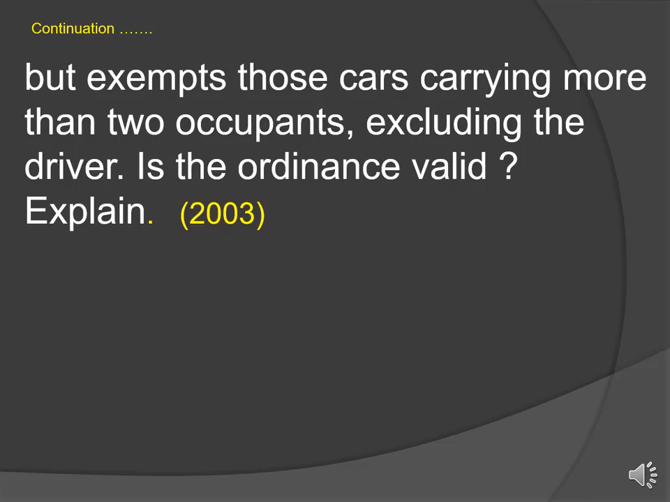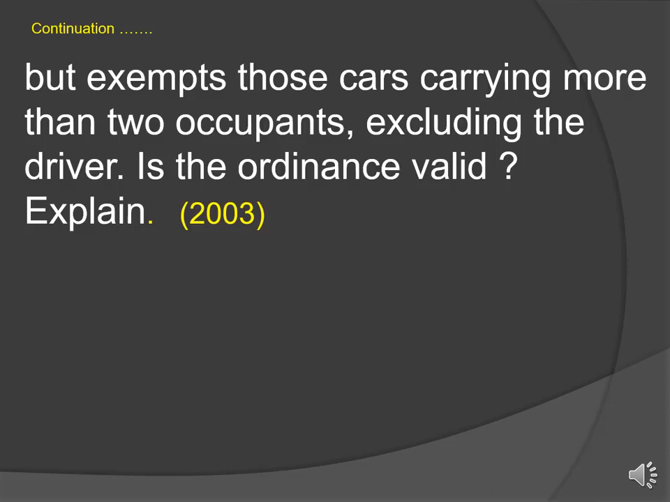So the problem here is, is there a valid classification? So this is a review, so you more or less would know what the elements of a valid classification are. But to refresh your memories, by the way, every time there is a tax law, there is always a classification. One group is subject to tax, the other group is not subject to tax. So there is always a classification. But the issue is, is the classification valid? In short, subjecting some to tax and not subjecting the others to tax. So what are the elements here of a valid classification?